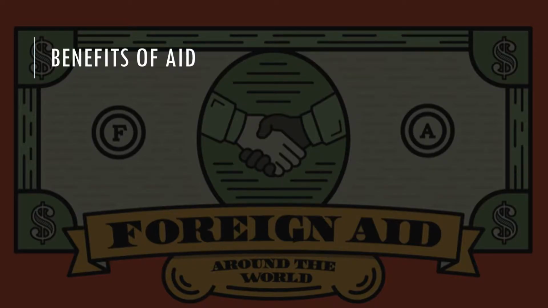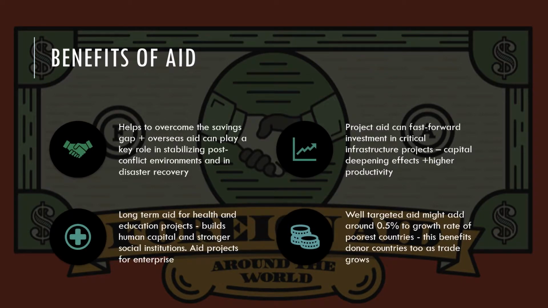So what are the benefits of these aid flows? We've mentioned previously that one of the issues for many developing countries is the savings gap, and aid can plug that. Aid can provide money to finance long-term health and education projects. Aid can also fast forward investment in infrastructure that can be difficult to finance. It's estimated that well-targeted aid can add around 0.5% to a country's growth rate.